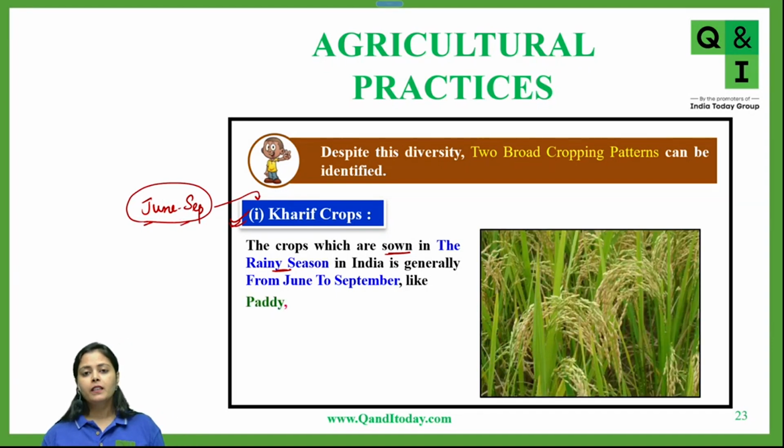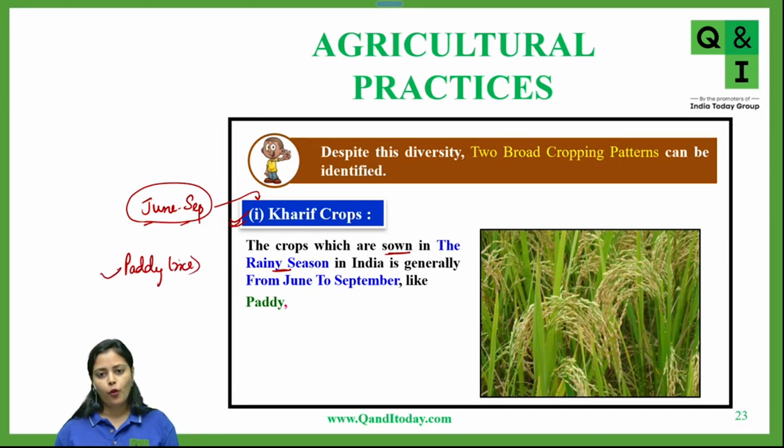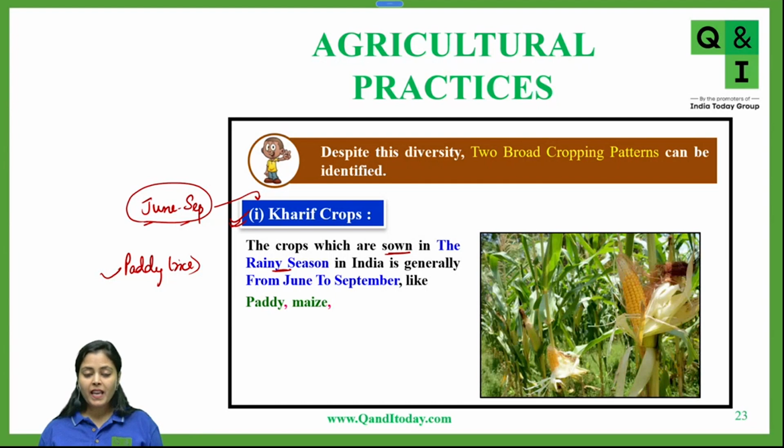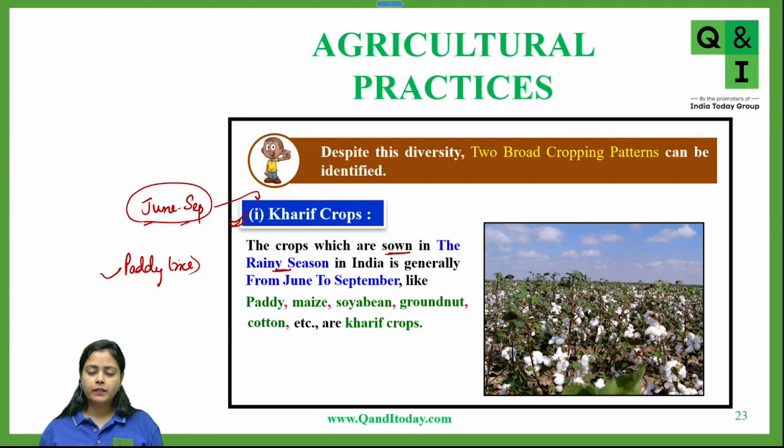Examples are paddy. Now see, paddy means rice. For rice production, you need a lot of water. So nature has already provided you with the best solution. In rainy season, water is present in good quantity, so obviously paddy production would be easier in that season. Next, maize, soybean, groundnut, cotton. These are all examples of Kharif crops, grown in the rainy season, particularly from June to September.